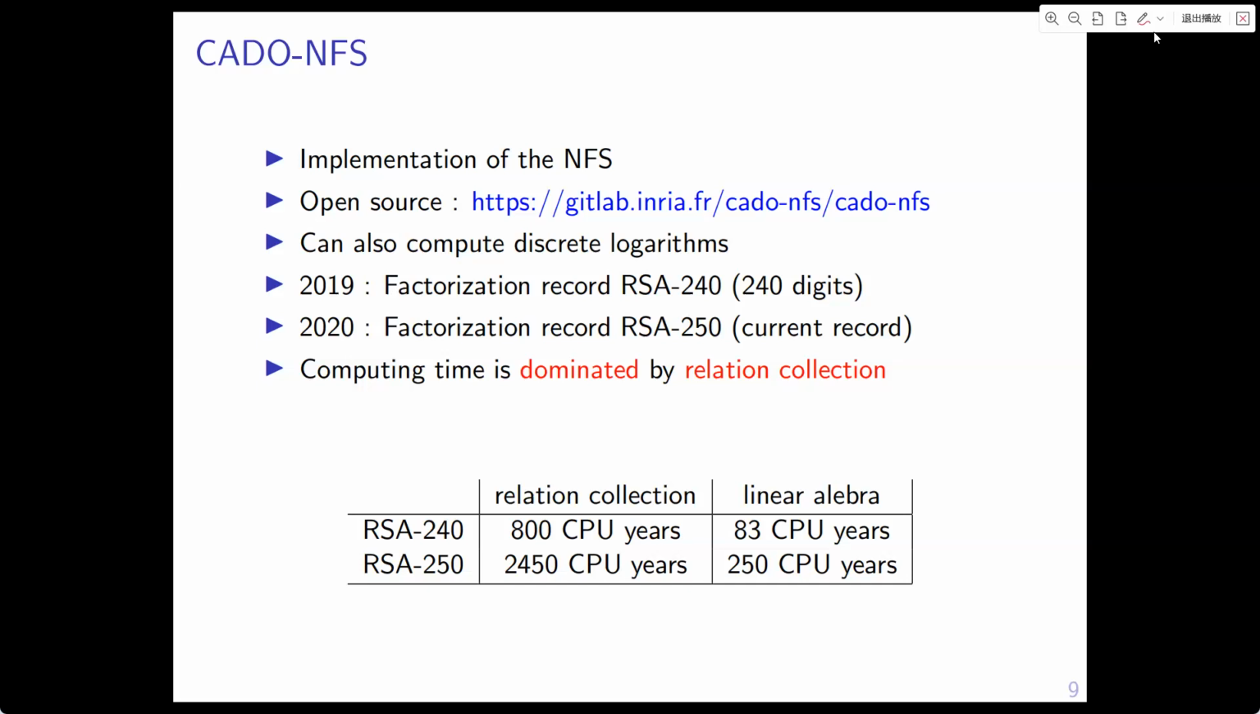As you can see in the table below, the relation collection takes approximately 10 times as much as the linear algebra part. And that is true for both records. So to speed up CADO-NFS, we chose the relation collection part.